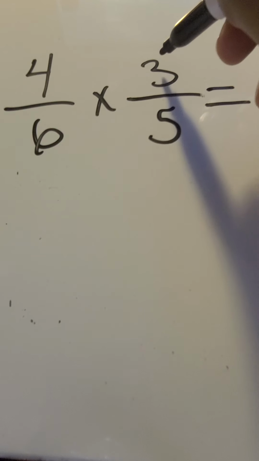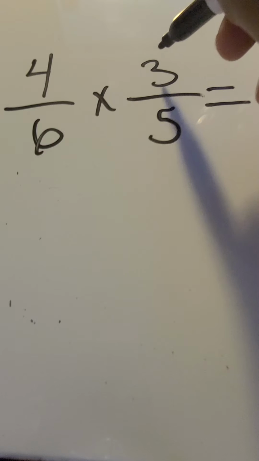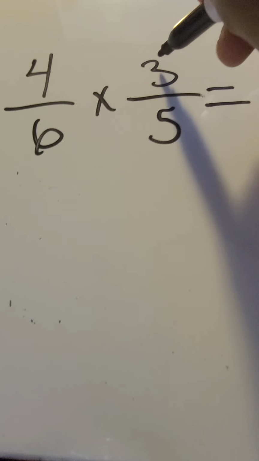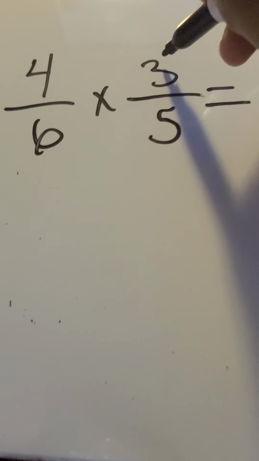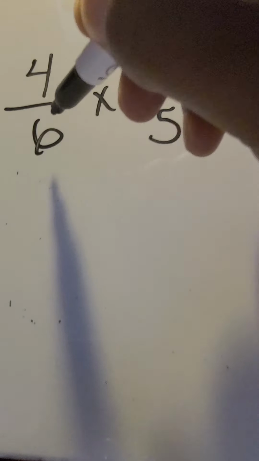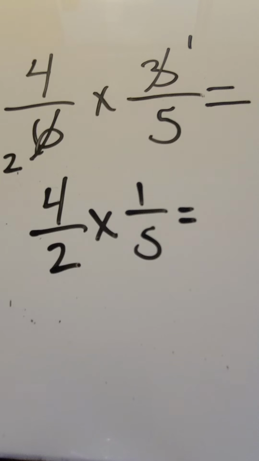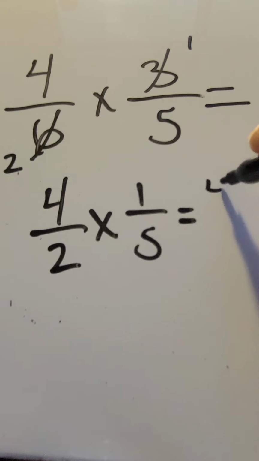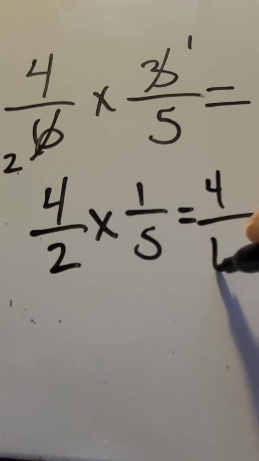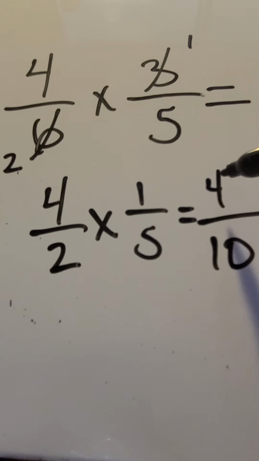So we're going to find the factor that we can use to break down these two, and that'll be 3. So 3 divided by 3 will be 1. 6 divided by 3 would be 2. So our new fraction would read 4 over 2 times 1/5. Okay, now we can go ahead and multiply 4, 10. So our answer is 4/10.